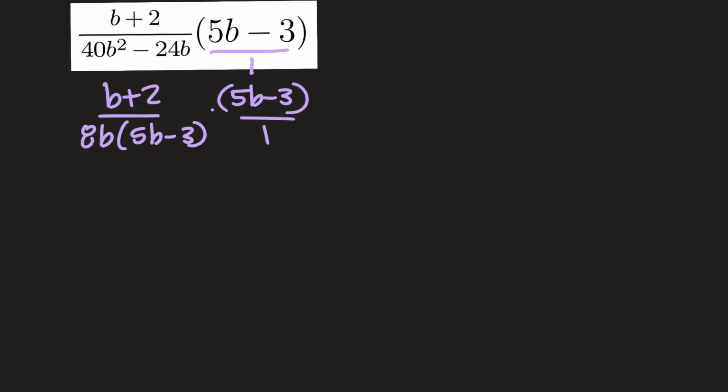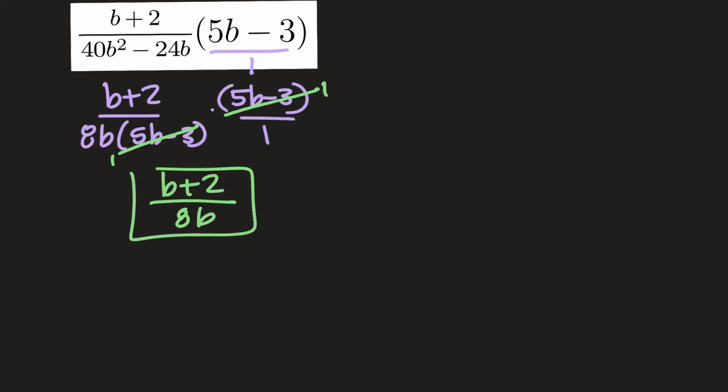So now we can cross out. The 5b minus 3's go away, and that leaves me with b plus 2 in the numerator because this is a 1. And then 8b times 1 is 8b. So remember that this is as simple as you can get it. You cannot cross the b's out.